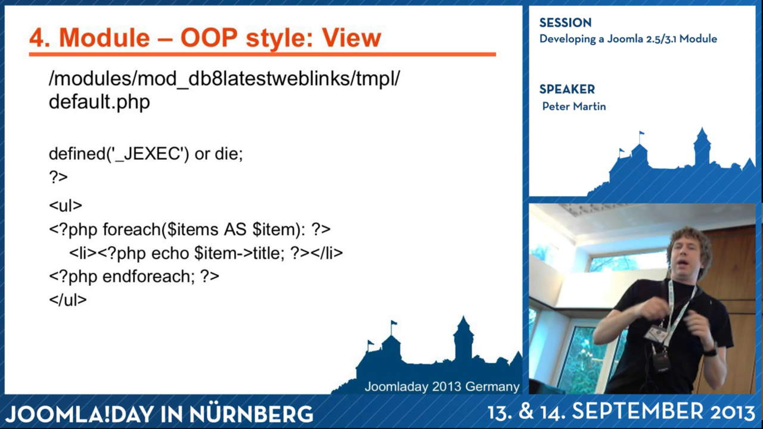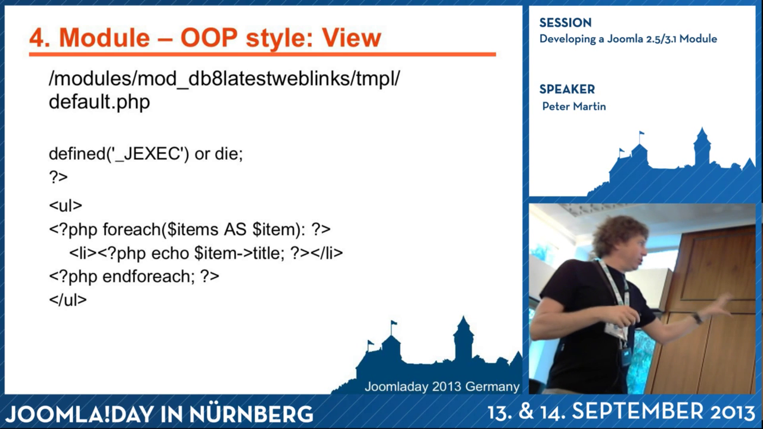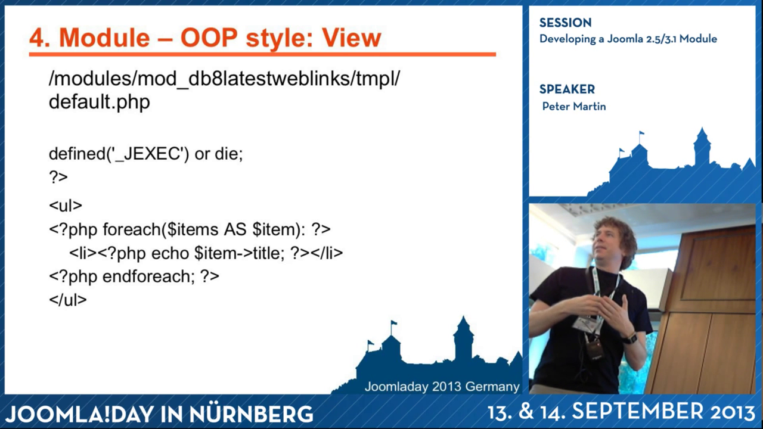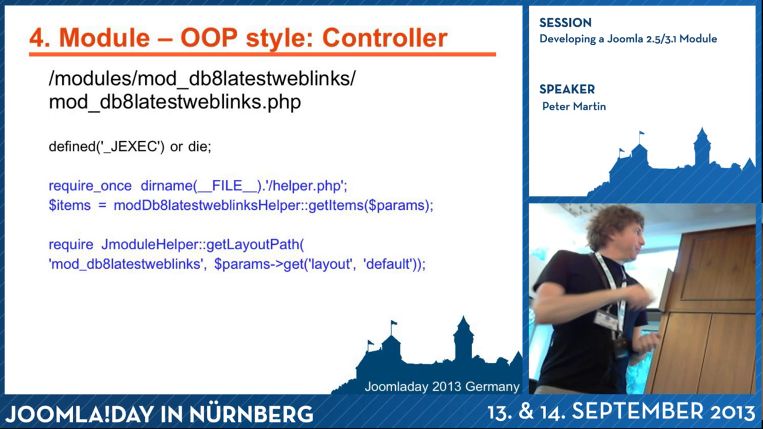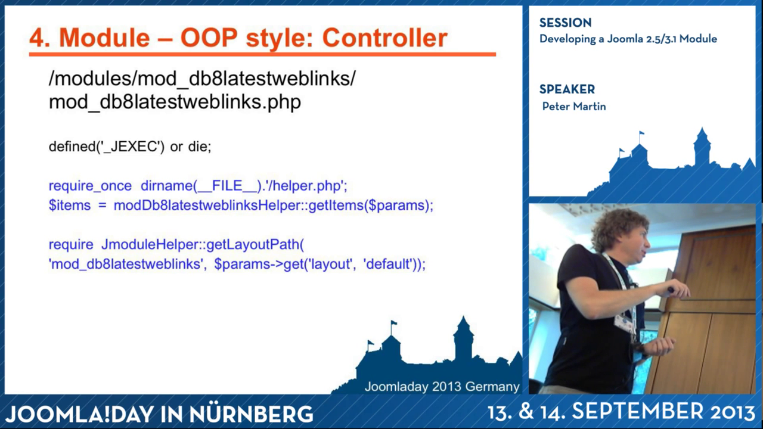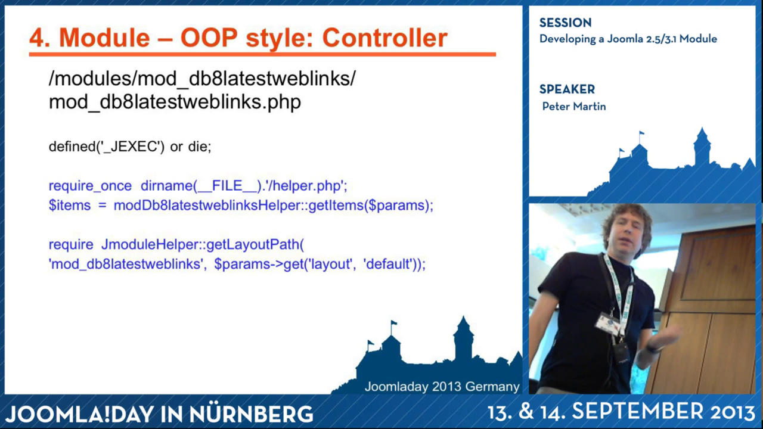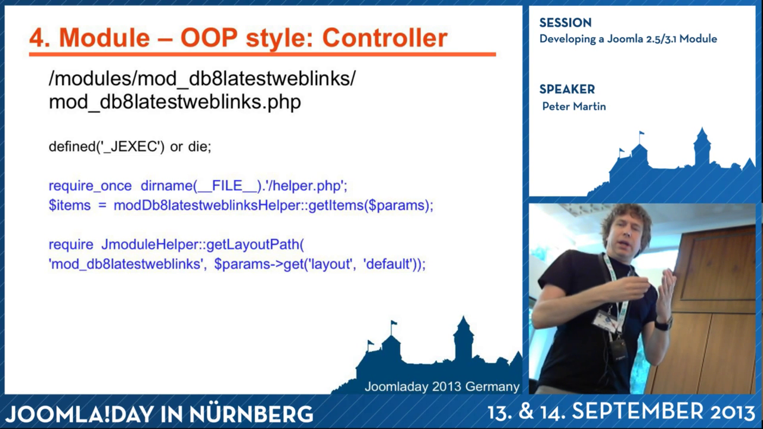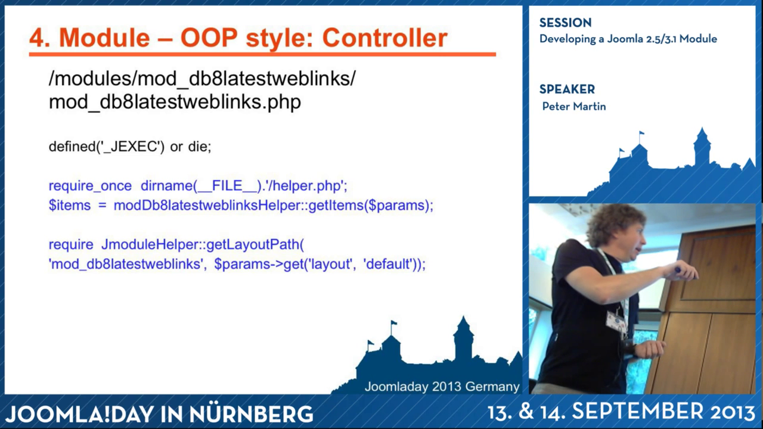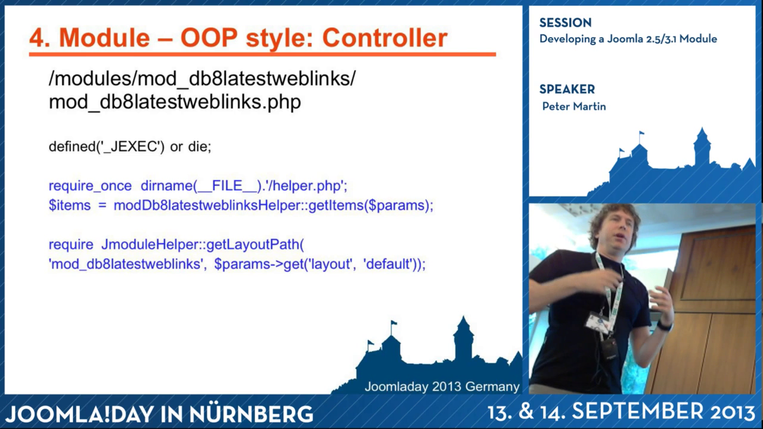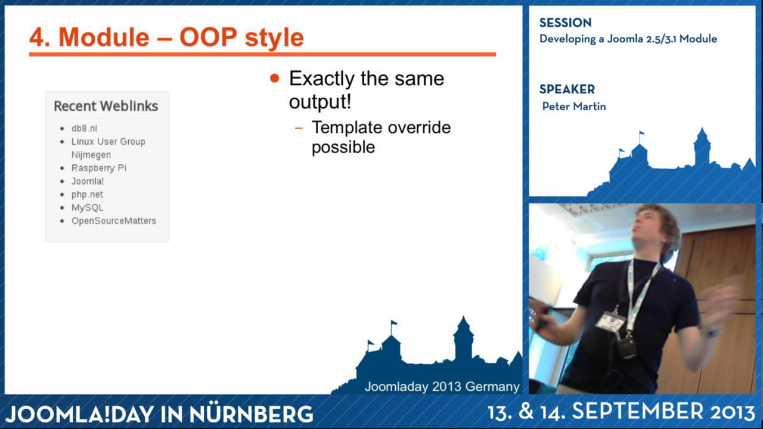Then I go to my template file. I create a new folder, tmpl. I create one file called default.php, and I copy again the code I already had. The same with my mod_db8_latest_weblinks.php. I removed all the code. First, I retrieved the helper file. Then I define the params, if there are any. I call the helper class to get the items. And then I require a layout path for my template layout. This is everything, and this is what you get. Exactly the same as before.